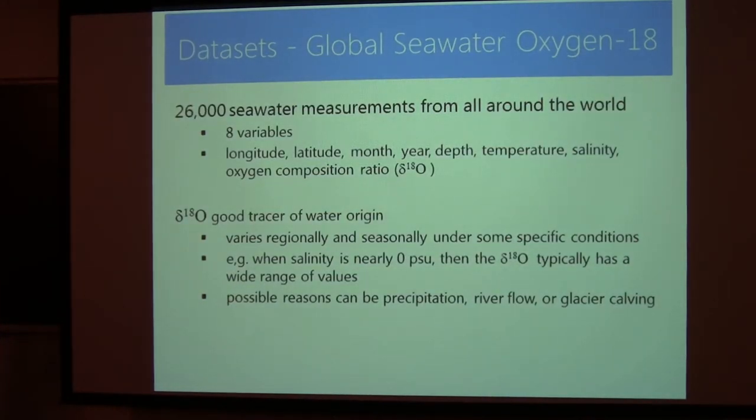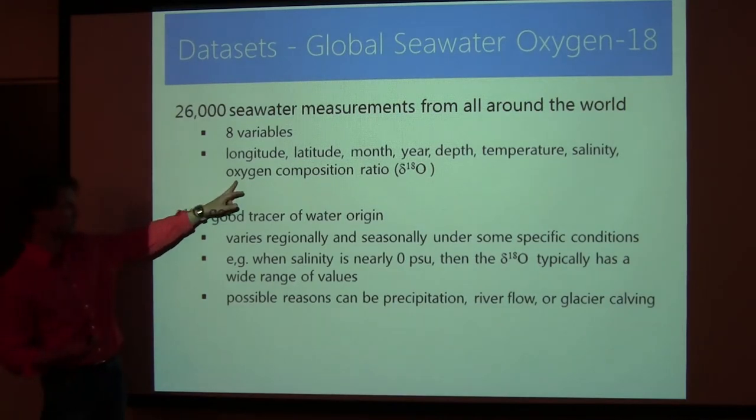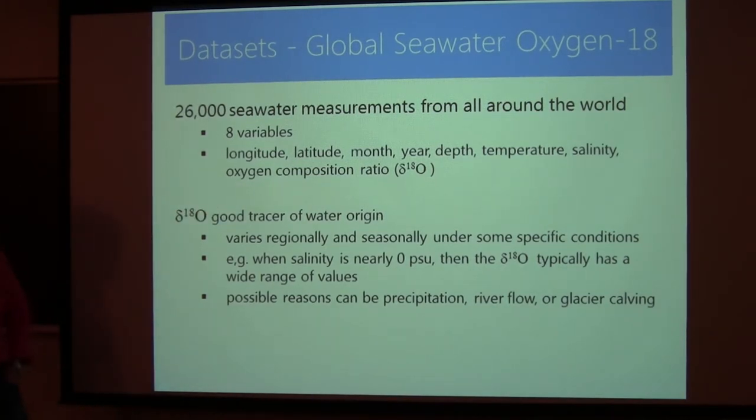Here's one data set you're probably familiar with: the global seawater oxygen-18 data set. We got this from, so there are 26,000 seawater measurements from all around the world, with 8 variables: longitude, latitude, month, year, depth, temperature, salinity, and oxygen composition ratio.